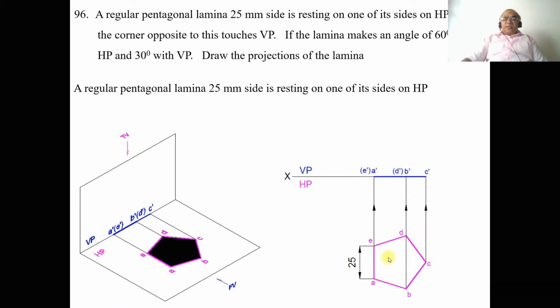Then we can see here also that one of the sides of the pentagon is perpendicular to the XY line, or perpendicular to VP. And as we look from the front view, we can see ABC is near to the observer. So A dash, B dash, C dash is visible, and D and E are away from the observer. Therefore, D dash and E dash become invisible, so they are kept in brackets.